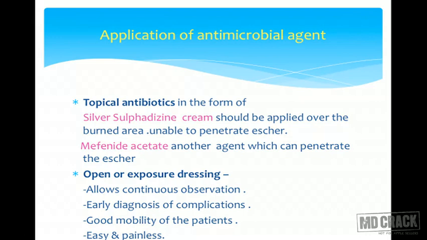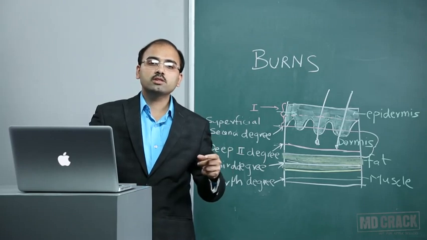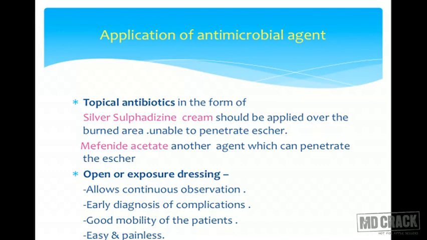Silver sulfadiazine is useful, but many times it is unable to penetrate the eschar. Mafenide acetate is another agent which can penetrate the eschar. So if you are asked which of the following agents can penetrate eschar, it is mafenide acetate. Whether to do dressing open or closed is very important. Open exposure dressing will allow continuous observation. It allows early diagnosis of complications, good mobility of the patient, and it is easy and painless.